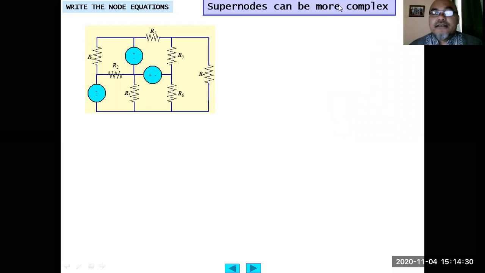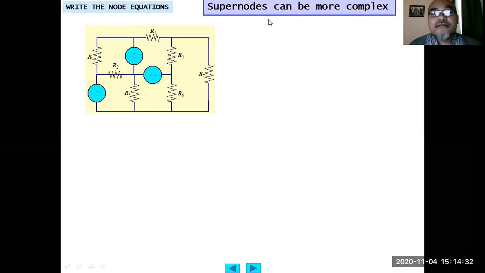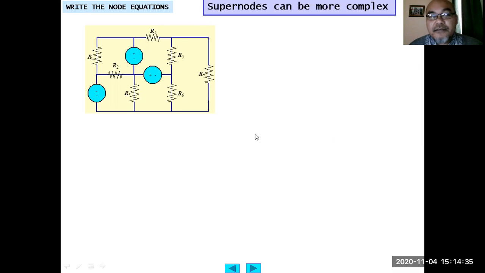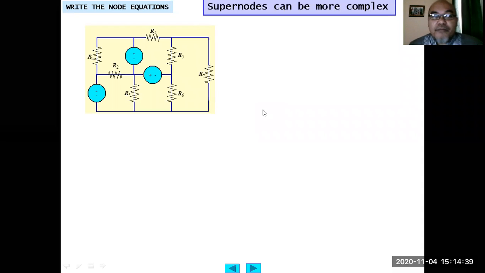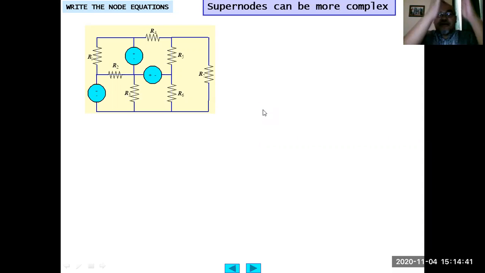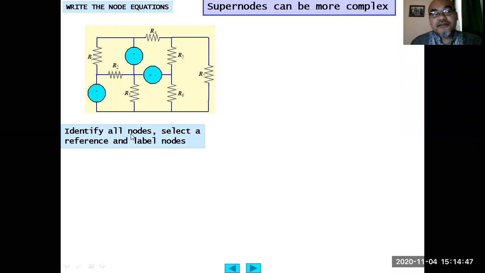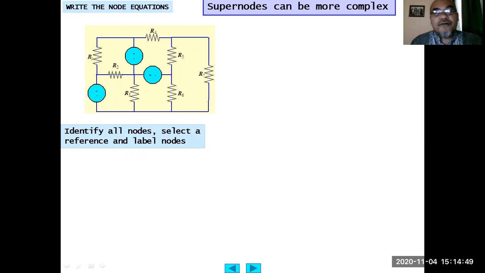Okay, let's continue in this hour, finishing the discussion about supernodes. Supernodes can be more complex, so rather than just a single voltage source, maybe it can include multiple independent sources. So first of all, the step is to identify all the nodes, and then we select a reference and label nodes.